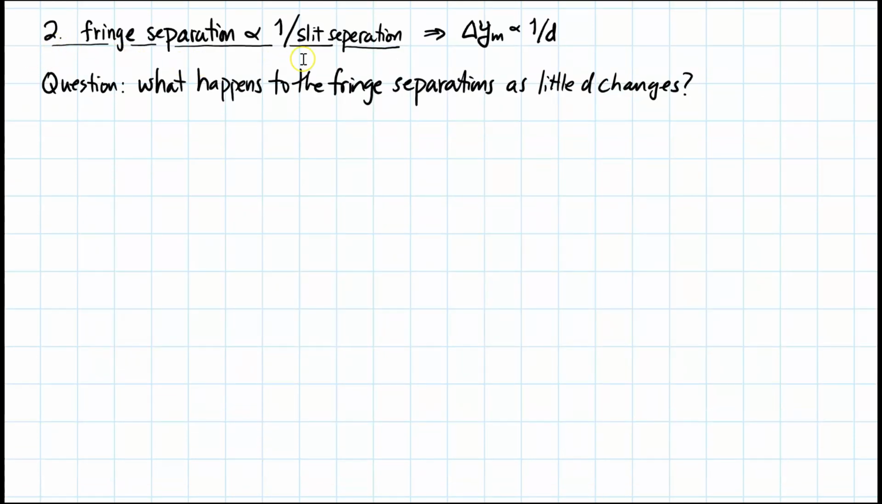The second variable is the slit separation. Mathematically, we see that the fringe separation is proportional to 1 over the slit separation, which means that delta y sub m is proportional to 1 over little d. Question: what happens to the fringe separations as little d changes?